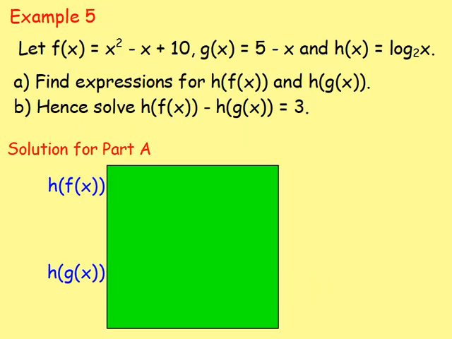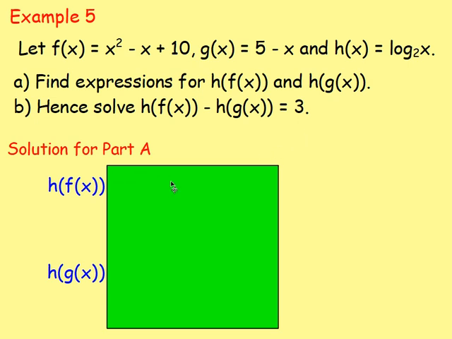Next one. Example 5, let f of x equal x squared take away x plus 10. Let g of x equal 5 take away x. And h of x equals log base 2 of x. First part, find expressions for h of f of x and h of g of x. And b, hence solve h of f of x minus h of g of x equals 3.